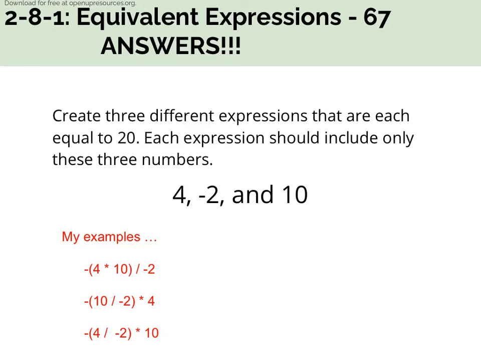So here are my examples of expressions. I can do 4 times 10 and give it a negative, so negative 40 divided by negative 2 makes 20. 10 divided by negative 2 is negative 5. Give it the opposite, which is positive 5, times 4 equals 20. Remember, you have to do order of operations first. Then I have 4 divided by negative 2, which is negative 2. Do the opposite, which is positive 2, times 10 equals 20. You might have had something different, and that's totally fine, but make sure you have 3 expressions written on page 67 underneath the 6-1.